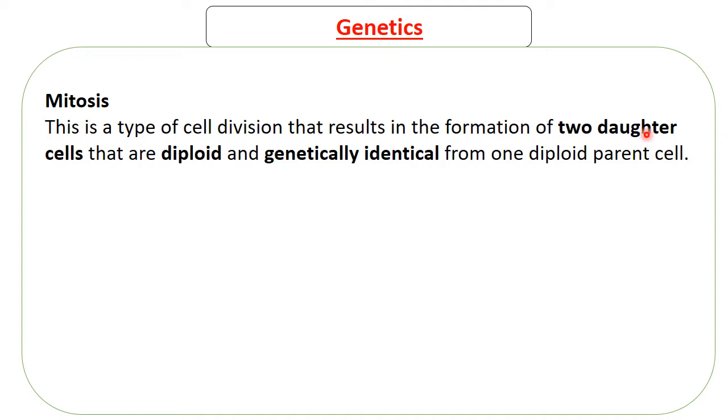Wow! So I hope we're able to understand this. We understand what diploid means, and of course genetically identical means they have the same genes as their parents. Yes, they are genetically identical, meaning that they have the same genes as their parents.